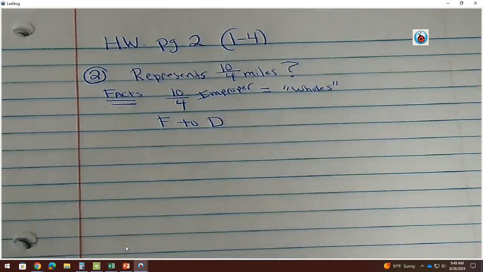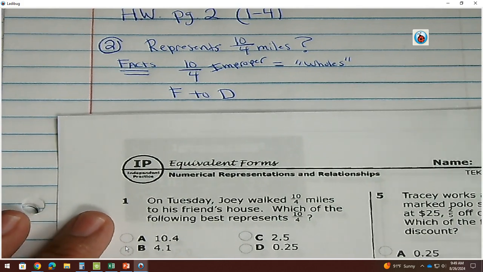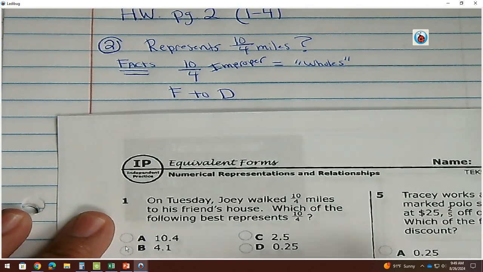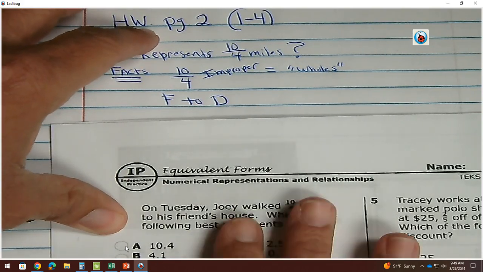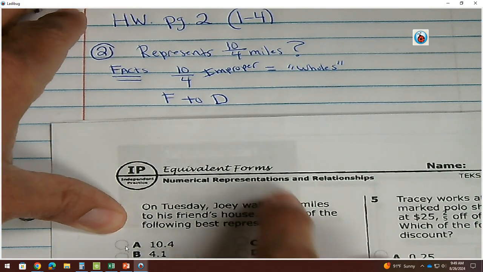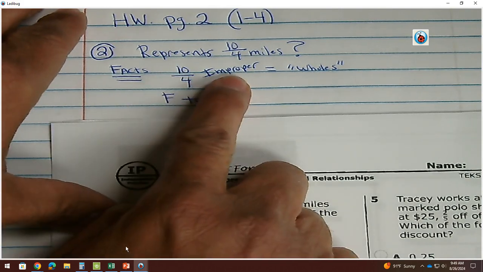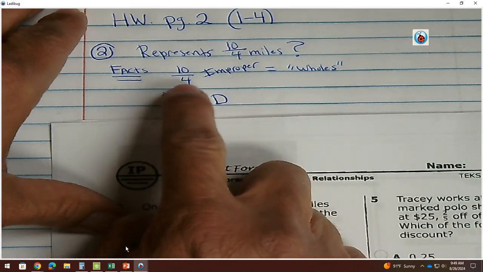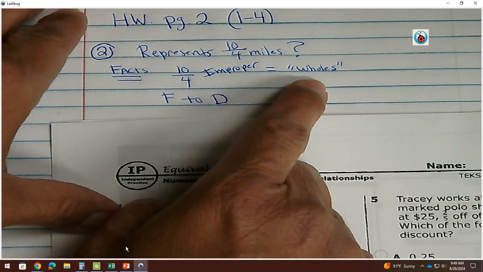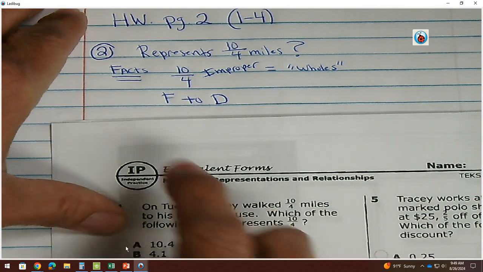Again, here's the actual problem in a copy. Remember that if you do not have access to the internet, you need to ask me for copies, but you're not allowed to write on the copies because this is like your computer screen now. So it represents 10 fourths. That's what they want. The facts: they did give me the fraction. It was an improper fraction. Since it's an improper fraction, I better have whole numbers. How did I know it's improper? The top number is bigger than the bottom. And we are going from fraction to decimal.